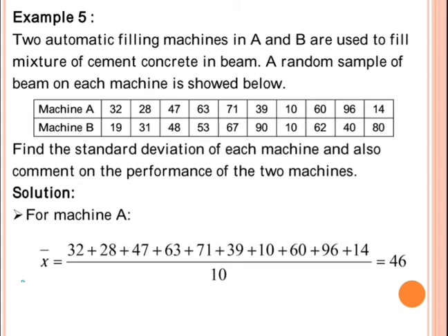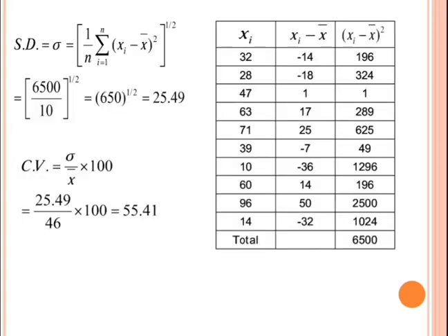So for machine A, I am taking all the values of machine A, adding them and dividing by 10. So I get 46. Now I will use the first formula of standard deviation, (1 upon n Σ(xi minus x bar) whole square) raised to 1 by 2.